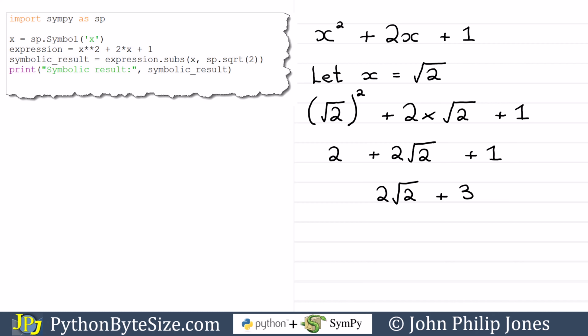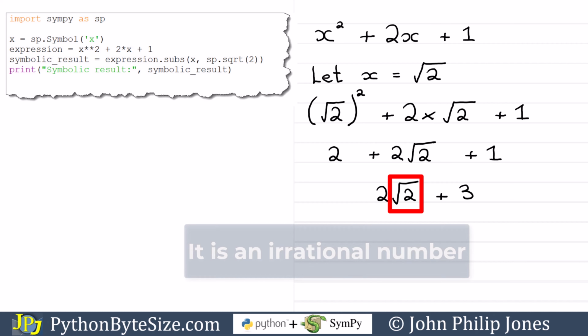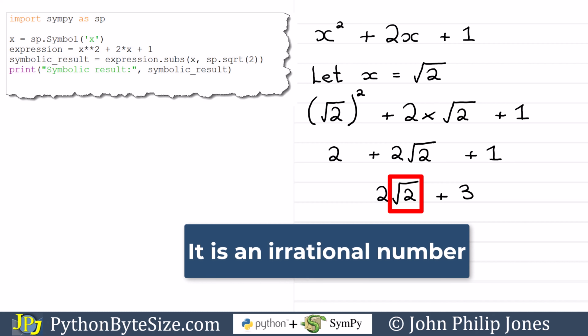So let's just recap what we've done here. We've taken this expression and we've let x be equal to the square root of 2. And when you do that, you get this result here. Now, a mathematician would leave the result as shown here, because you cannot write it any more accurately than what's seen here. And that's because the square root of 2, which is approximately 1.414, can also be written out more accurately than that.